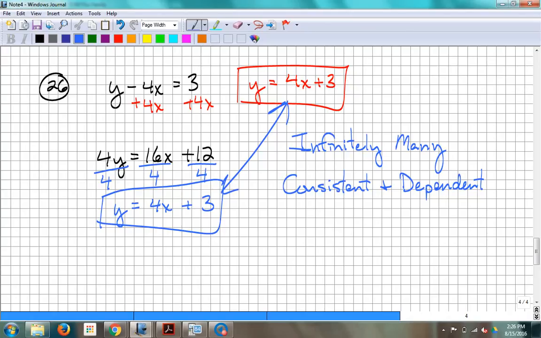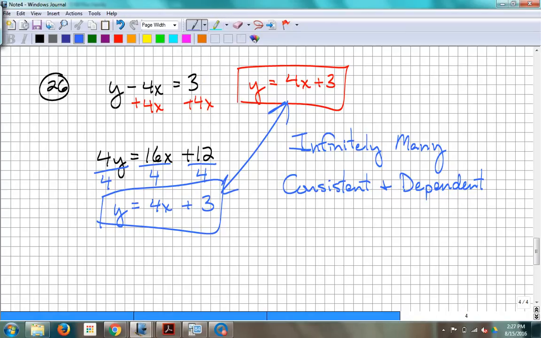Y'all answer that. How do we know when it's inconsistent? Parallel. And how do we know two lines are parallel? Same slope, but what? Different y-intercepts. So the parallel, that's inconsistent, that's the same slope and a different y-intercept. That's how you're going to know that. Okay. Pick out one of those.